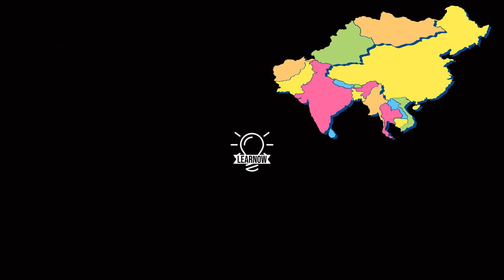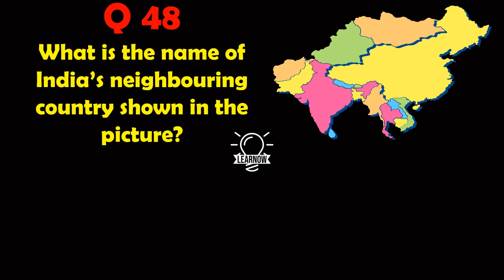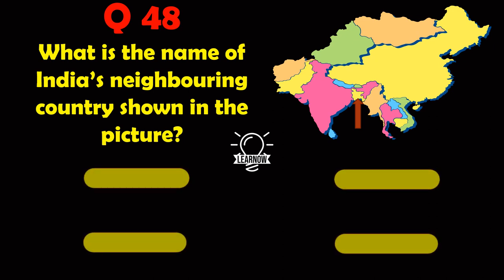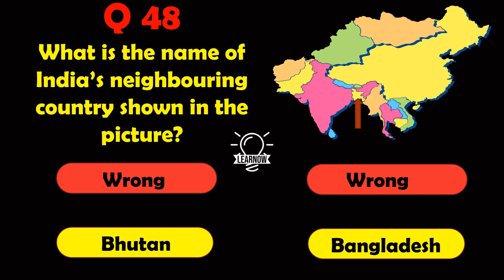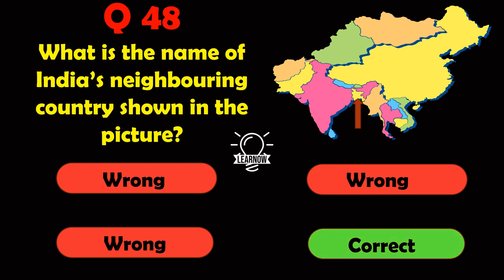Let's go to the next question. Question number 48. What is the name of India's neighboring country indicated by the arrow in this picture? Is it Nepal? No, it cannot be Nepal because Nepal, we just talked about, is on the other side. Is it Sri Lanka then? Sri Lanka is also wrong. What about Bhutan? Bhutan is also wrong. So we are left with Bangladesh. Bangladesh will be the correct answer.